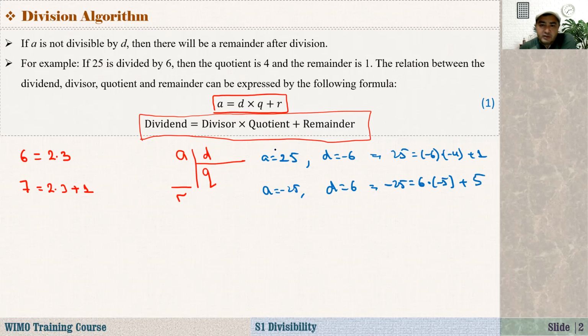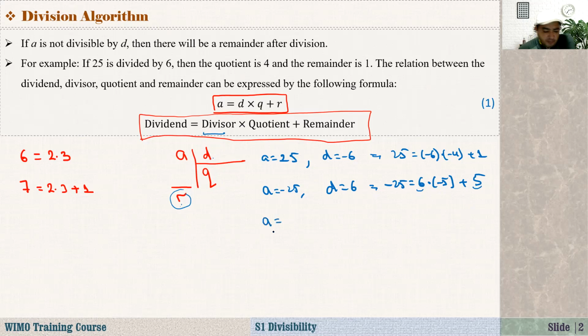When writing this definition, we have one condition: the remainder is always less than the divisor. Otherwise, if the remainder is greater than or equal to D, I can still keep dividing. And when should we stop this division? That's why if I divide a number by 6, the remainder should be less than 6.